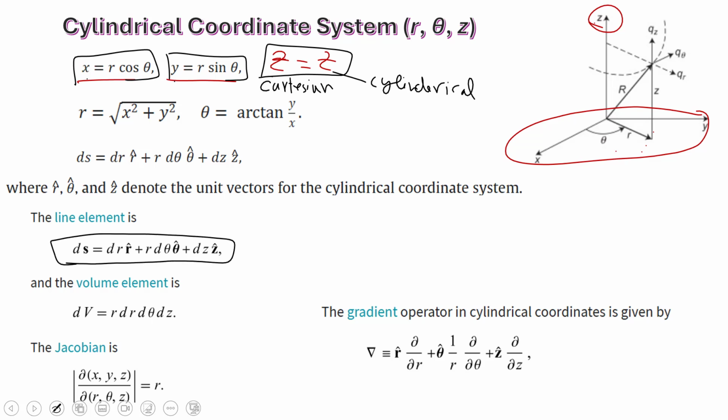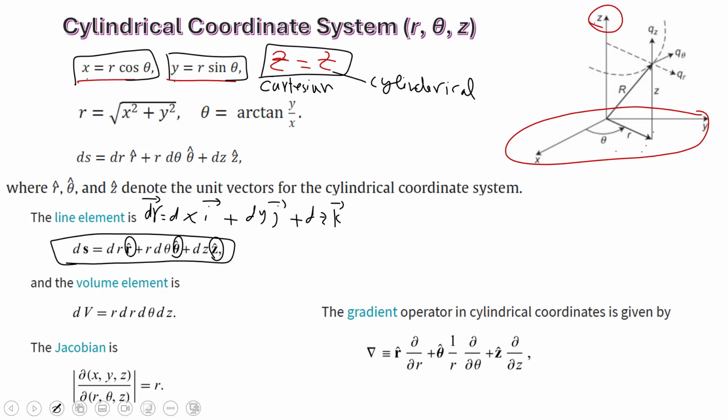What's r, theta, phi? These are the unit vectors, right? What are the unit vectors in the Cartesian? i, j, k. The line element is dx i plus dy j plus dz k, right? This is exactly like dr, right? Because r is xi plus yj plus zk. This is what we have done last lecture, right?